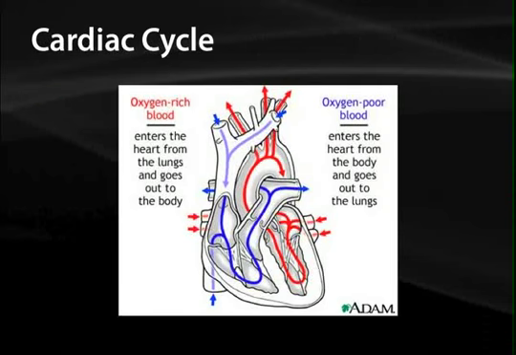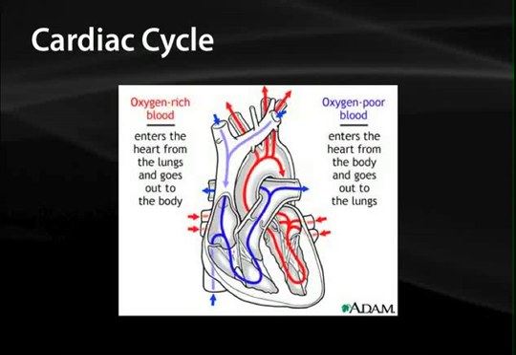Here you've got a nice diagram that shows you the cycle for the oxygen-rich blood, which is in red, and then the oxygen-poor blood in the blue. The right atrium is going to receive the blood from the venous system, from the superior and inferior vena cava. And your right ventricle is going to receive the blood from the right atria, and it's going to pump deoxygenated blood into the pulmonary system via the pulmonary artery.